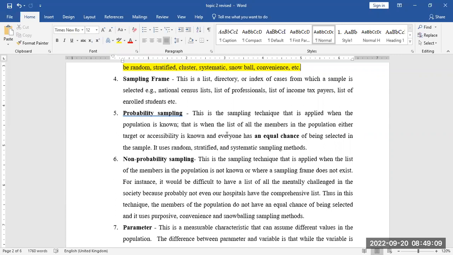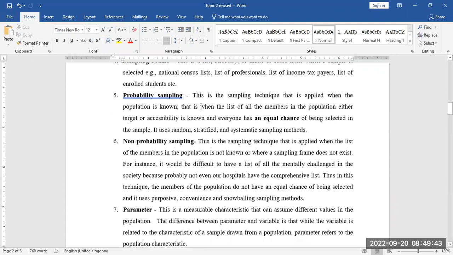We can also have telephone directories, a list of professionals, or, for example, a list of income taxpayers. If you go to Kenya Revenue Authority, you'll find that they have a list of people who pay taxes and declare their income tax. Therefore, from there, you can select individuals randomly and maybe interview them to get information as far as your research is concerned.